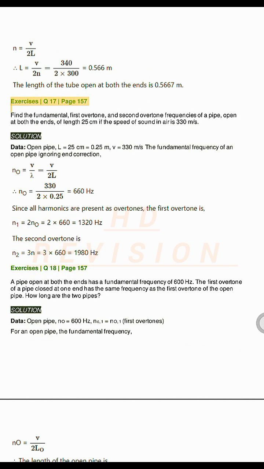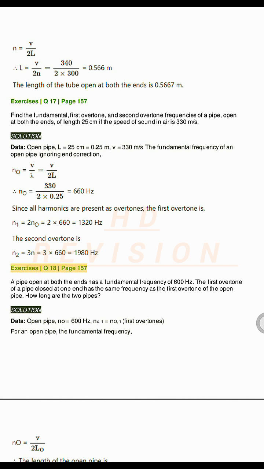Exercises Q17, page 157. Find the fundamental, first overtone, and second overtone frequencies of a pipe, open at both the ends, of length 25 centimeters if the speed of sound in air is 330 meters per second. Solution. Data. Open pipe, L equals 25 centimeters equals 0.25 meters, v equals 330 meters per second. The fundamental frequency of an open pipe ignoring end correction.